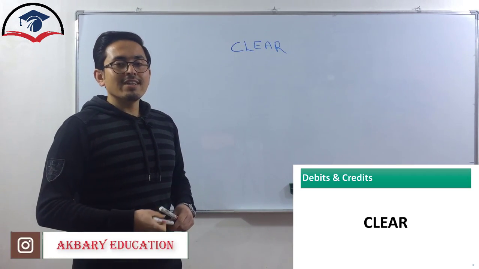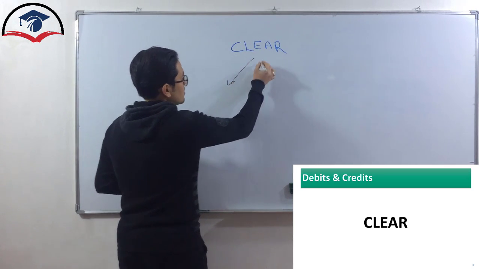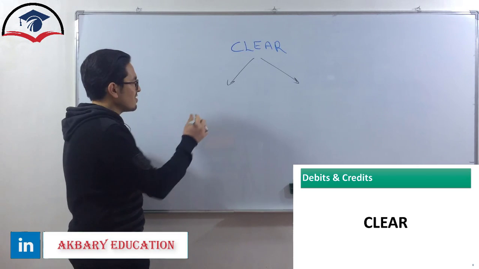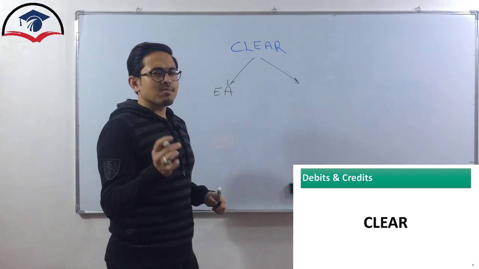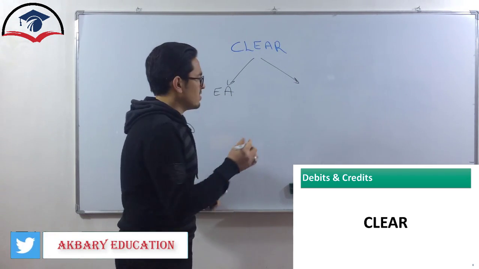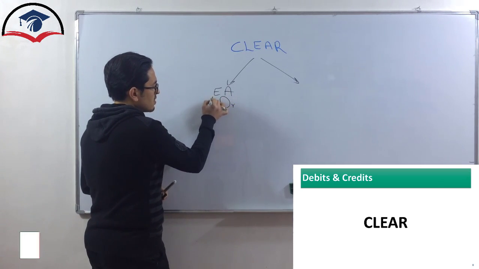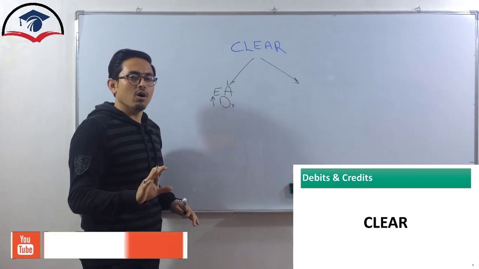We will divide this into two categories. First one and the second one. The first one is expense and asset. Always, in expense and asset, the debit means increase. The debit means increase, always.